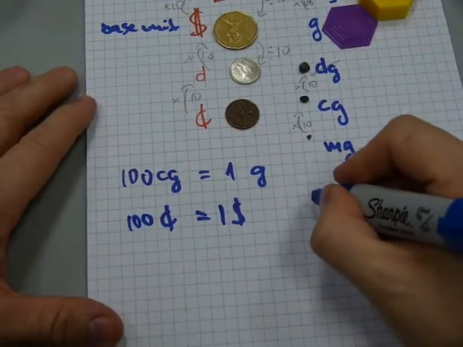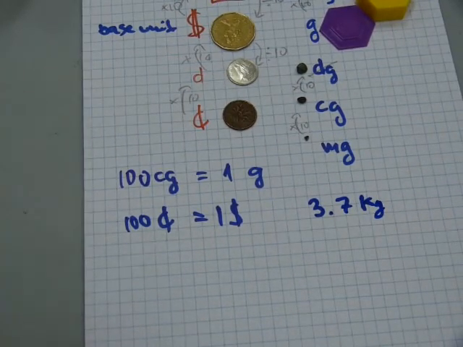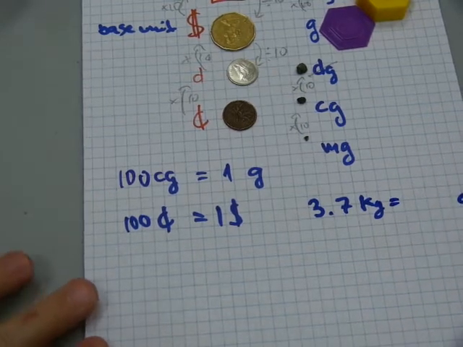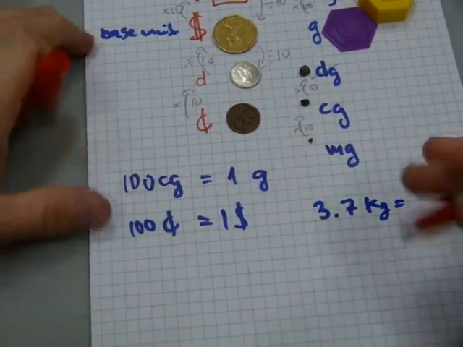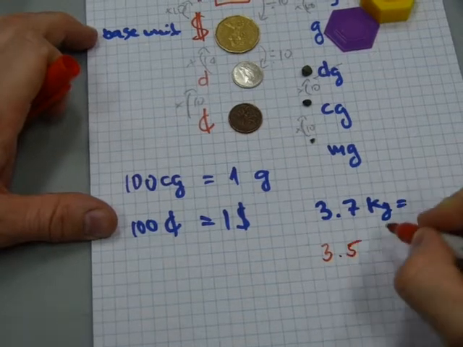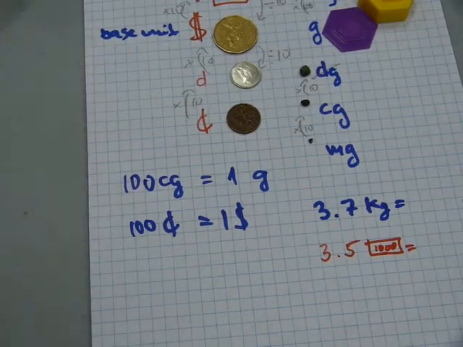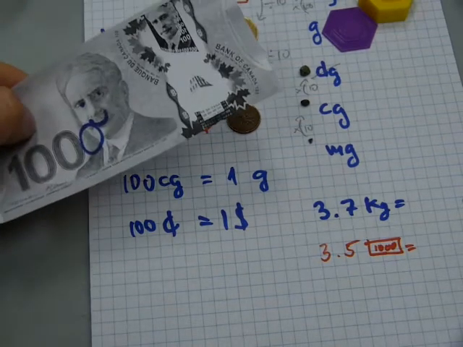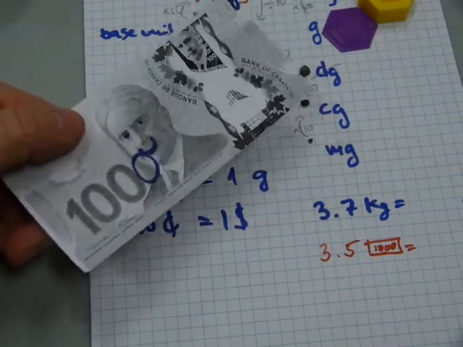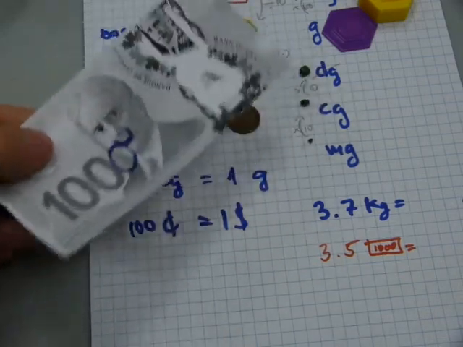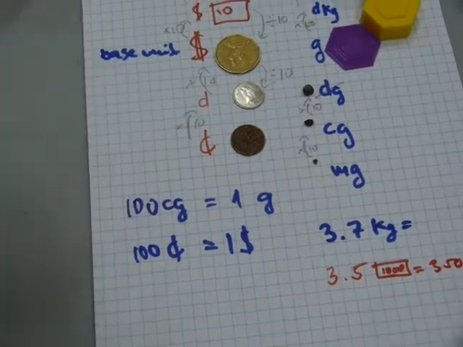How about 3.7 kilograms? 3.7 kilograms will make how many grams? In other words, it's the same as asking, say, $3,500 bills is actually how many dollars? If you have 3 of these, that's 3,000, and half of this is 500. 3,000 and the 500. 3,500 is the answer for it.